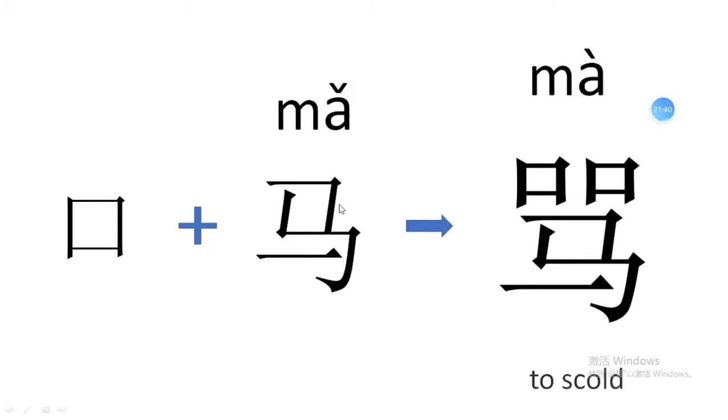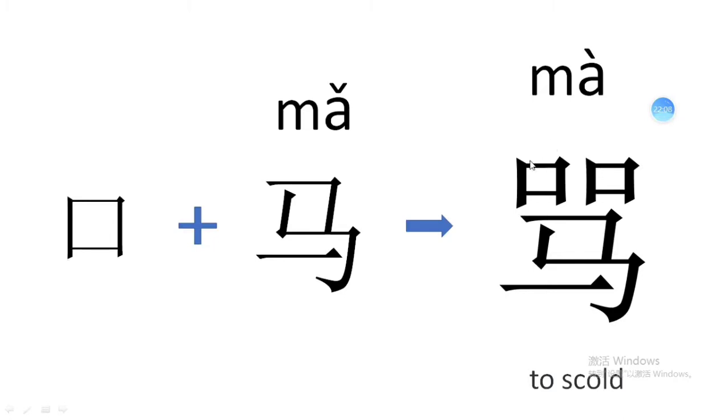口 plus this character. This character actually is pronounced as 马. And we form this new character means 骂. 骂 means to scold. And this character, we borrowed pronunciation from 马. And we borrowed meaning from mouth. Because when we scold someone, we need to use our mouth, right? So here we have two mouths here.